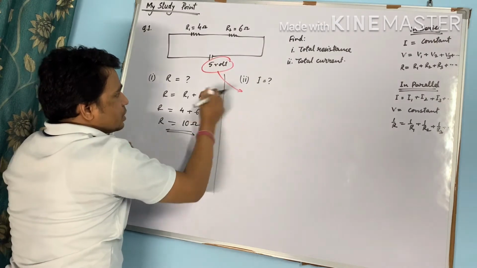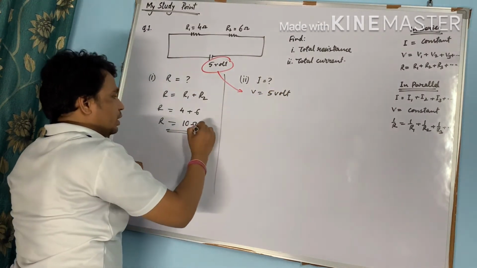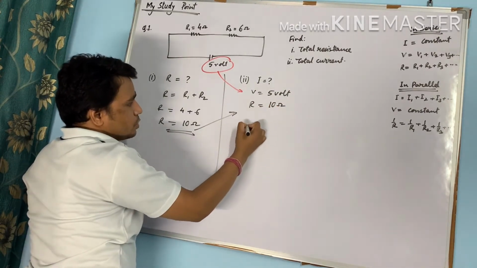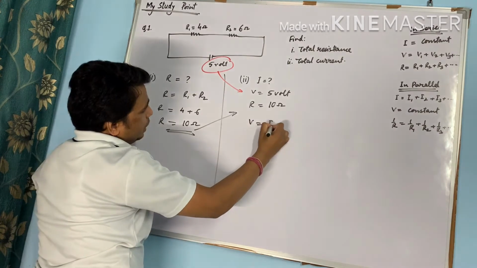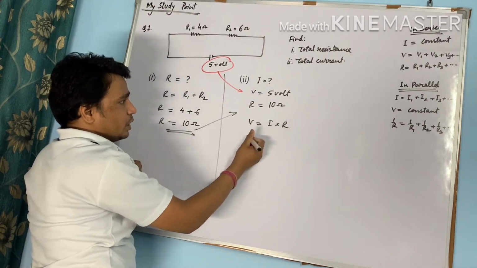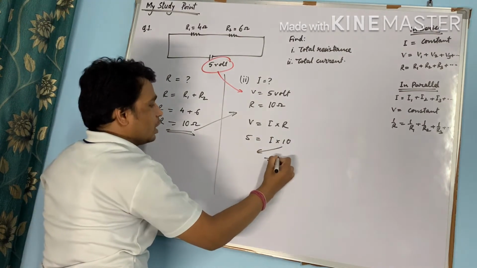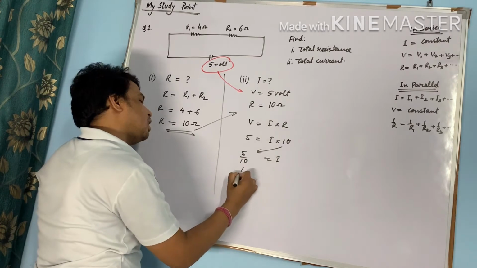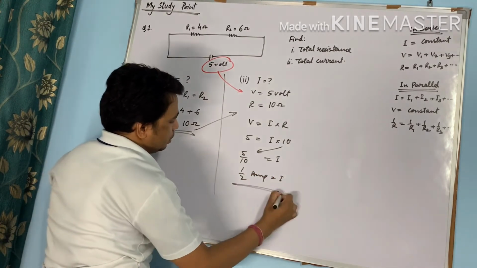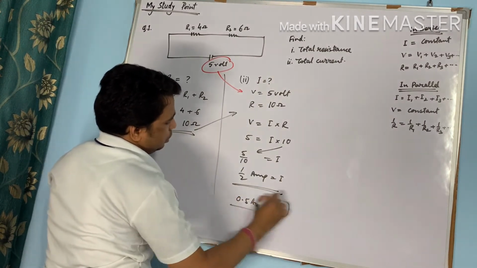Here the potential difference is given, that is V is equal to 5 volt, and we have calculated the total resistance R is 10 ohm. So use Ohm's law, V is equal to I into R. Now put all these values in this formula. So that is 5 is equal to I into 10. So I comes out to be 5 by 10, half ampere or 0.5 ampere is the current flowing in the total circuit.